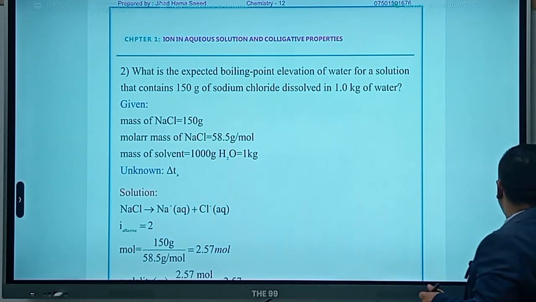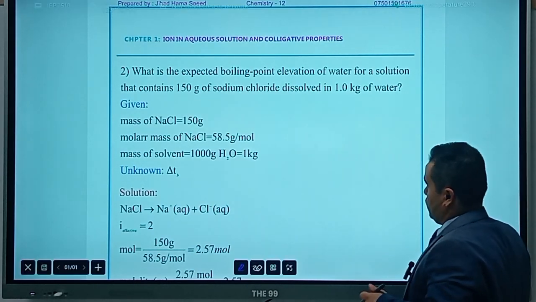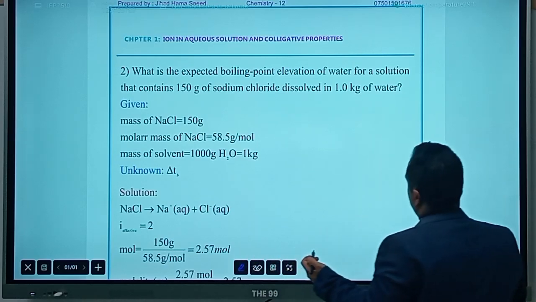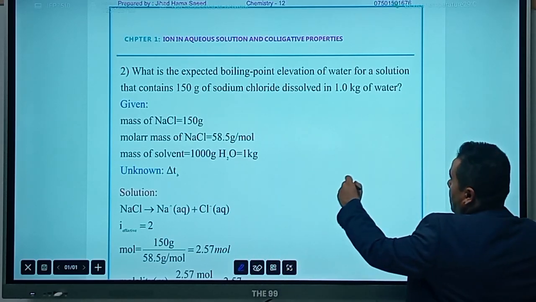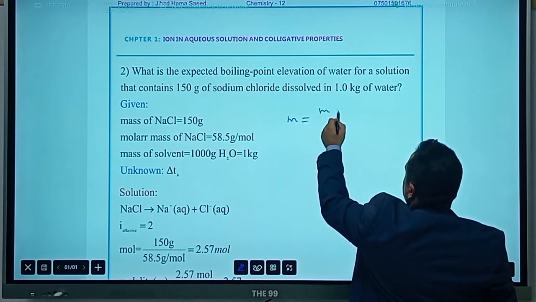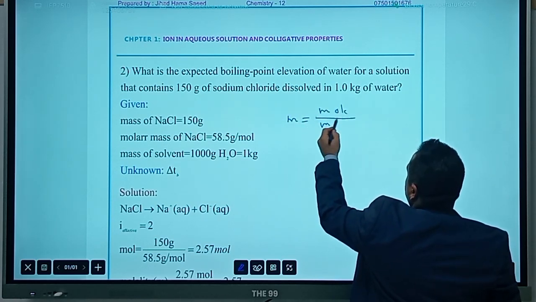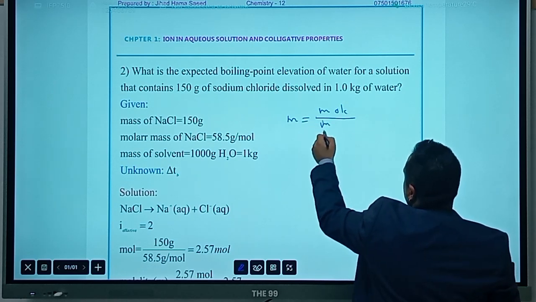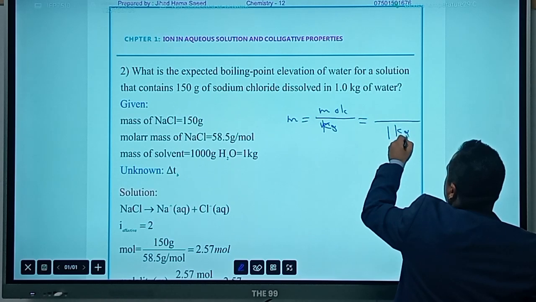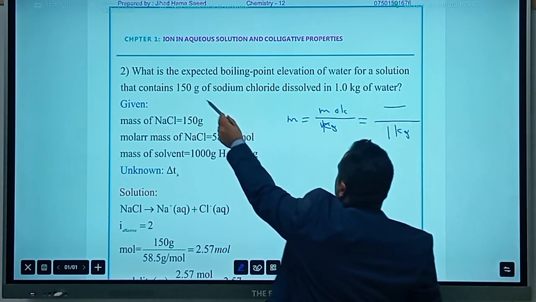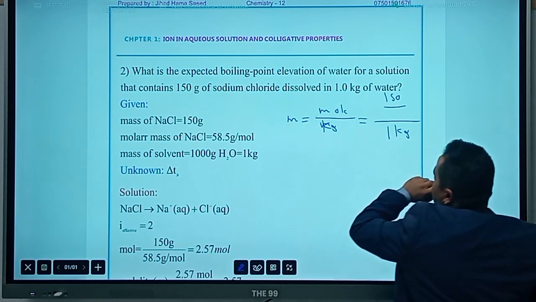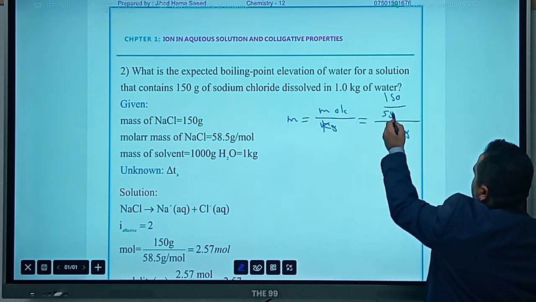What's the expected boiling point elevation of water for a solution that contains 150 grams of sodium chloride dissolved in 1 kilogram of water? Guys, in order to solve for the molality, first of all, molality is equal to mol per kilogram of solvent. Kilogram of solvent is 1 kilogram. The mole is not given directly. 150 grams is given. Divide by the molar mass of the NaCl, which is 58.5.